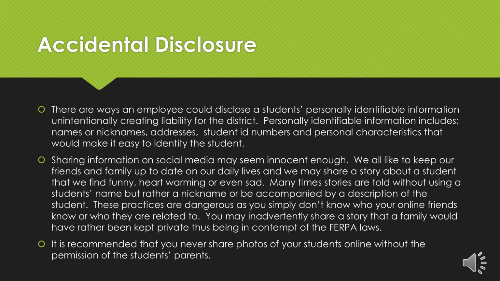There are ways an employee could disclose a student's personally identifiable information unintentionally, creating liability for the district. Personally identifiable information includes names or nicknames, addresses, student ID numbers, and personal characteristics that would make it easy to identify the student. Sharing information on social media may seem innocent enough.